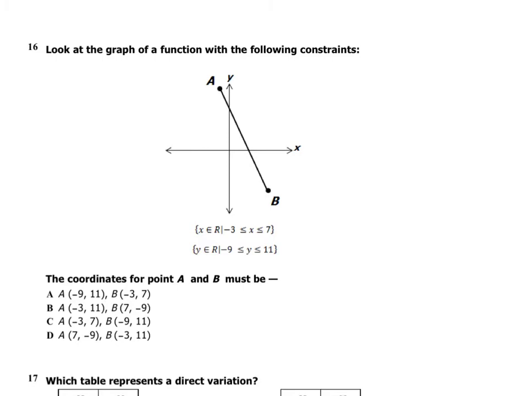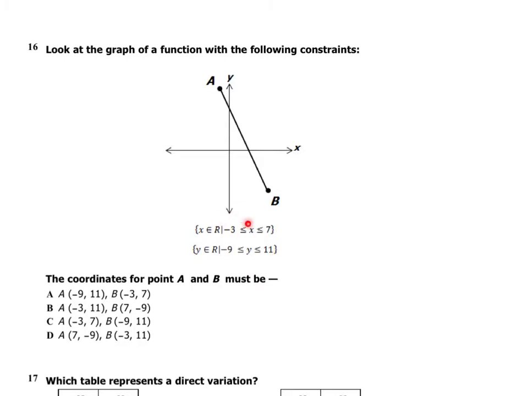Okay, so looking at the graph of this function, it has these constraints. Now this is new. I know it looks funky, but don't get too nervous. X is between -3 and 7. Y is between -9 and 11. So they want to know what are the coordinates for each of those points.